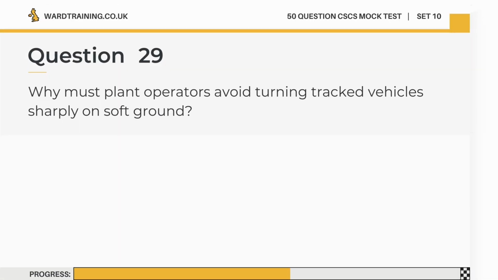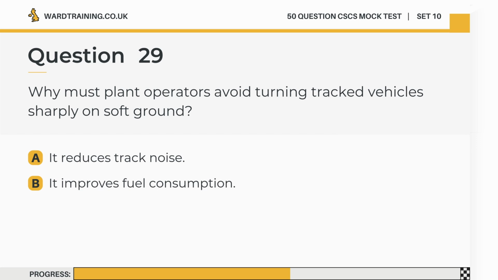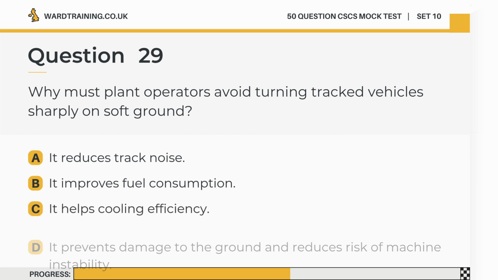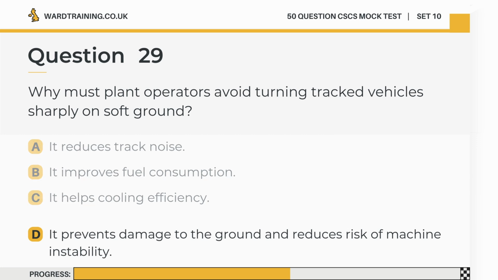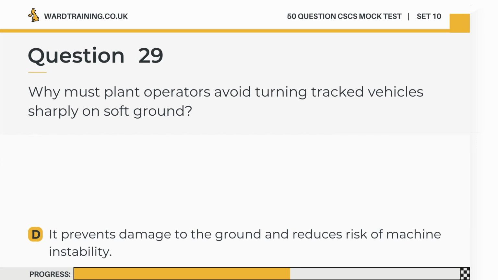Question 29. Why must plant operators avoid turning tracked vehicles sharply on soft ground? A. It reduces track noise. B. It improves fuel consumption. C. It helps cooling efficiency. D. It prevents damage to the ground and reduces risk of machine instability. The correct answer is D. It prevents damage to the ground and reduces risk of machine instability.